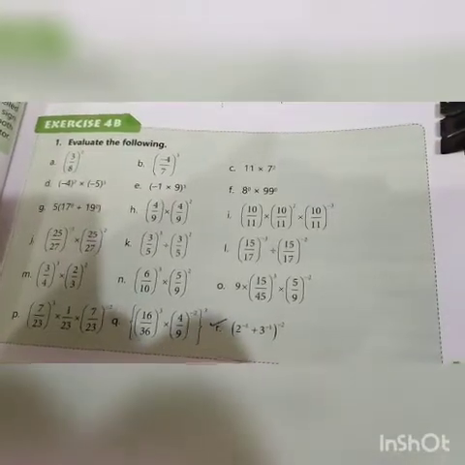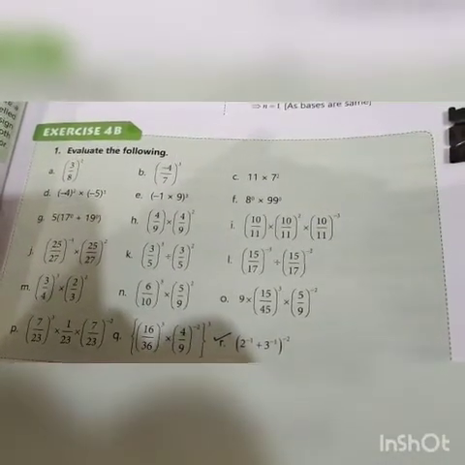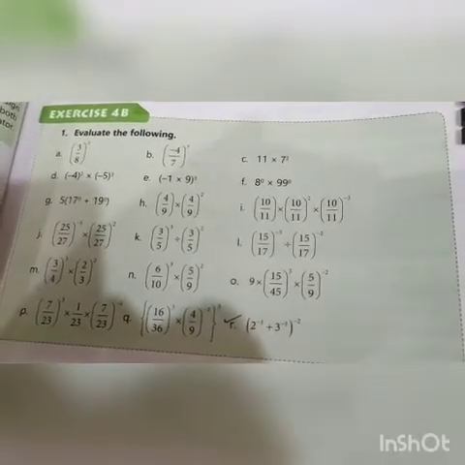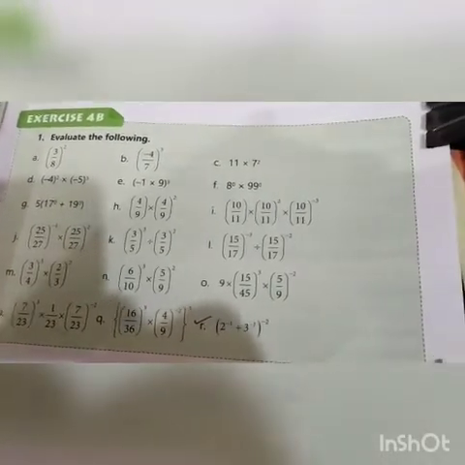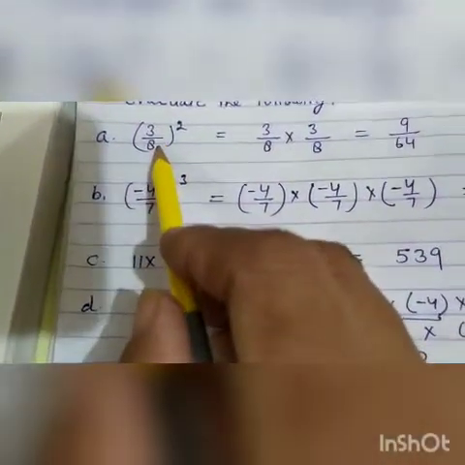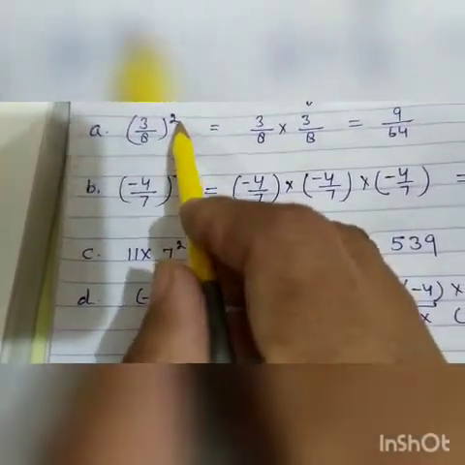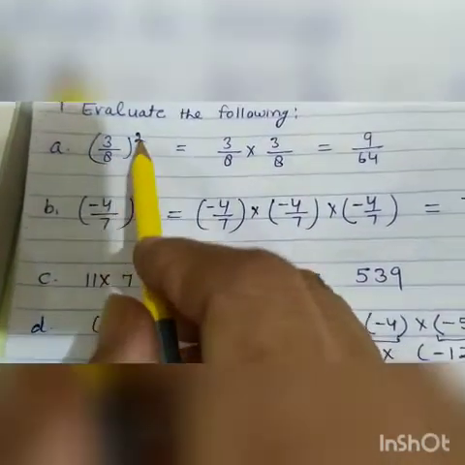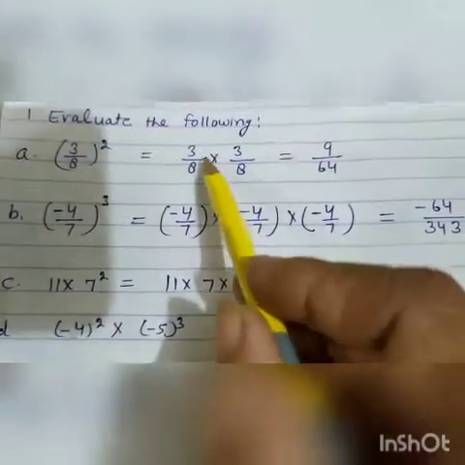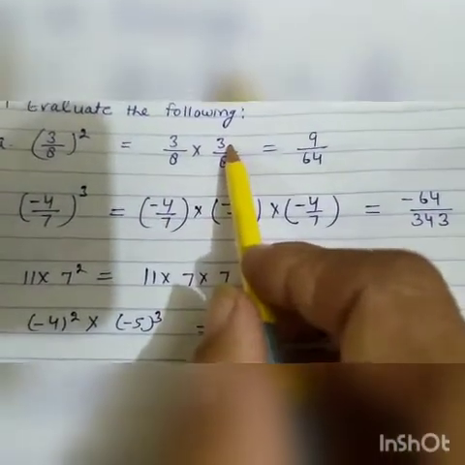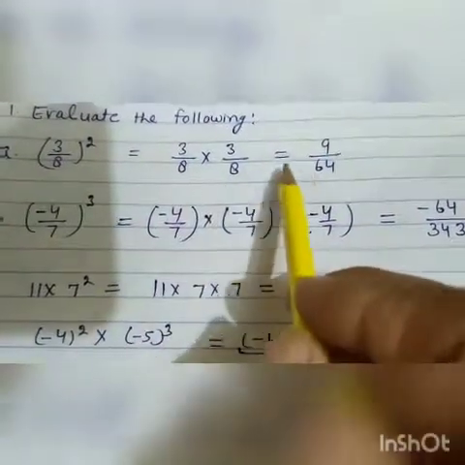Now students, come to exercise 4b. Its remaining examples I will explain in next class. So first question, evaluate the following. A part, 3 upon 8 square, 3 upon 8 power 2. So we will write 3 upon 8 two times and multiply it. 3 upon 8 multiply 3 upon 8, 3 3s are 9 upon 8 8s are 64.